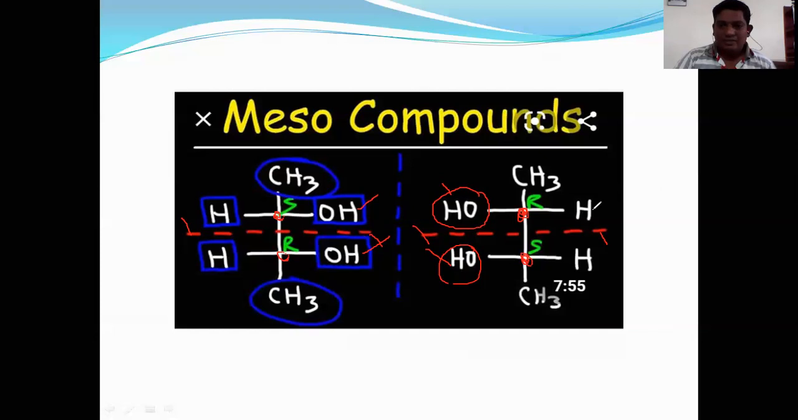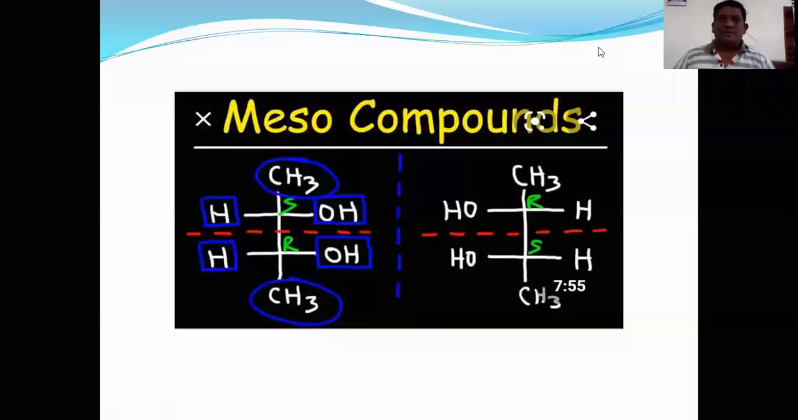OH, OH, hydrogen, hydrogen, CH3, CH3. Internal plane of symmetry. OH, OH, hydrogen, hydrogen, CH3, CH3. Any isomer which contains an internal plane of symmetry is optically inactive. It is known as a meso compound. A meso compound is optically inactive.